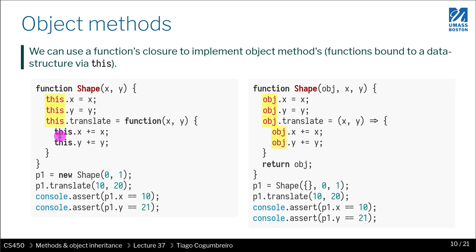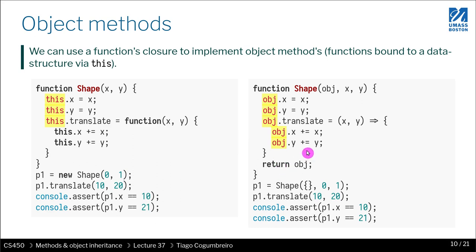So effectively, let's try to understand this intuitively. We are defining a constructor that has two fields, x and y, and has a method translate that, when given two parameters, x and y, increments the field x by the parameter x, and the field y by the parameter y. That's how we write it in JavaScript. And this is how you call a method. You just say p1.translate. So this is probably not new if you've used Java or JavaScript, of course, or Python.